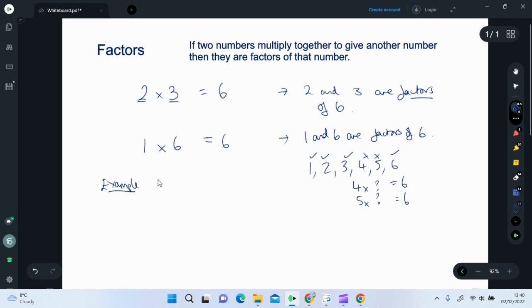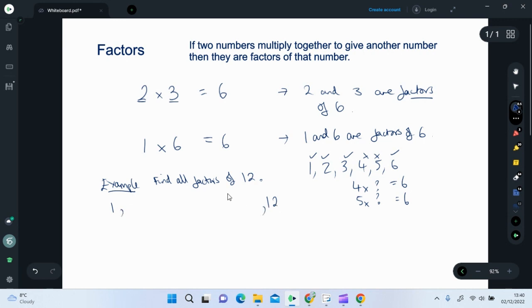This time the question is find all factors of 12. Well, all the factors of 12. So what we do is we start off by thinking about the number 1, because that's the first number. 1 is a factor of every single number. So we definitely write that down. And what do you multiply 1 by to get 12? Well, that's 12. That's the biggest number that can be a factor of 12.